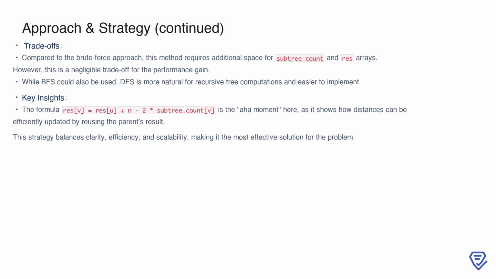While BFS could also be used, DFS aligns more naturally with recursive tree computations, making it simpler and more elegant to implement. The most critical insight that makes this approach so effective is the formula res[v] = res[u] + n - 2 * subtree_count[v]. This formula is the cornerstone of our solution, as it allows us to efficiently calculate results for child nodes by building on the parent's result, avoiding redundant work. Overall, the two-pass DFS strategy strikes an excellent balance between clarity, efficiency, and scalability, making it the ideal choice for solving this problem, even for large inputs.